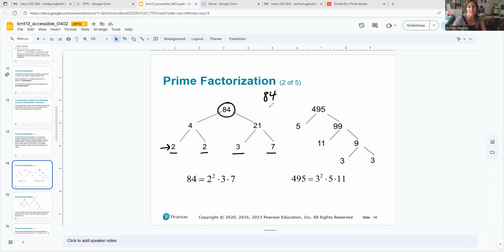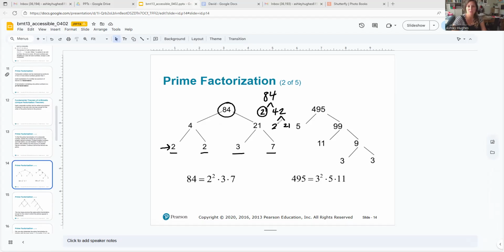For instance, I could say 84 is even, so I know 2 goes into it. 2 times 42. 2 is already prime, so I'm done with that side. 2 goes into 42 because it is also even.